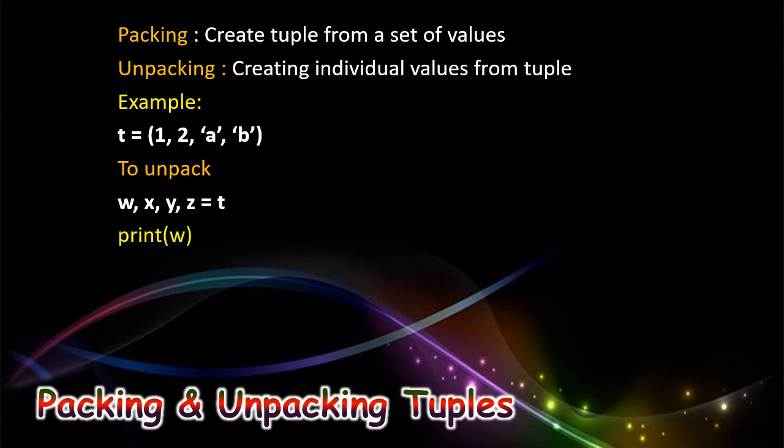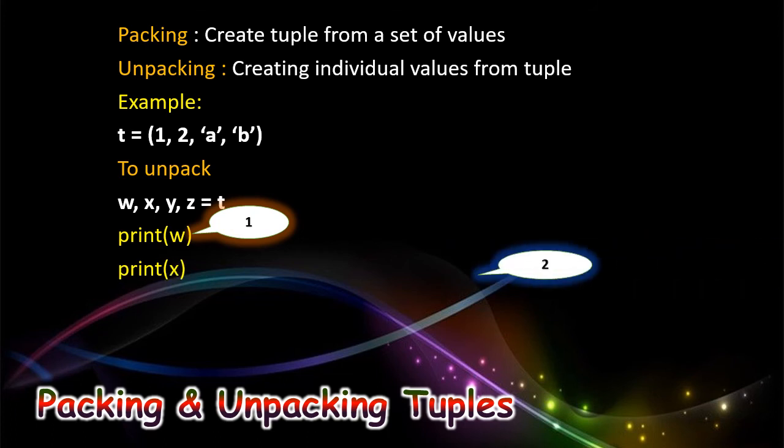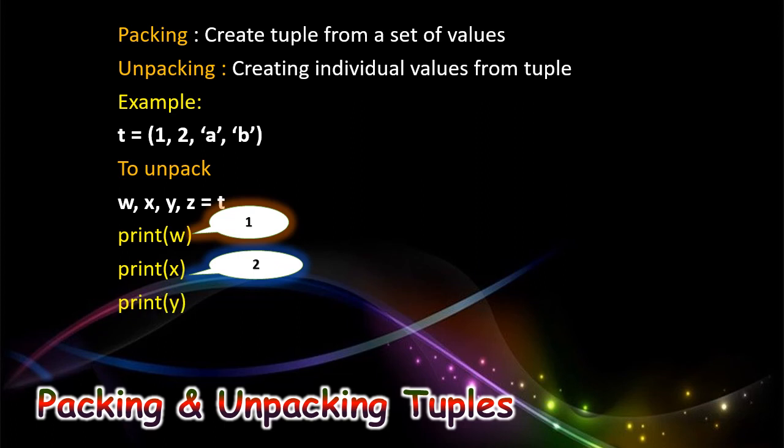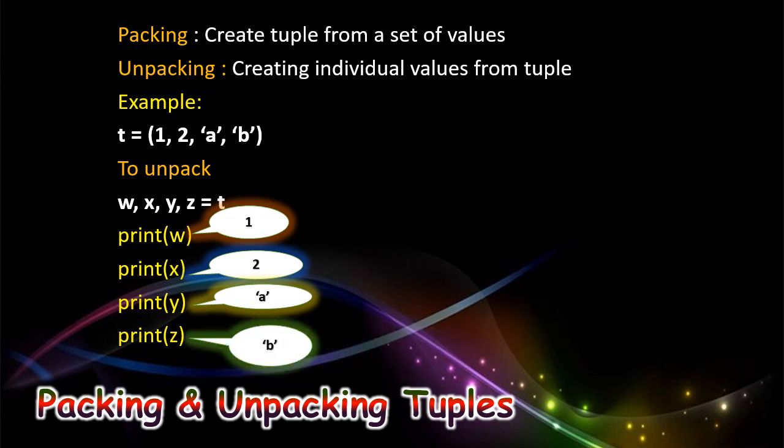Let's print and check. Print of w prints the value 1, the first item of the tuple, and print x prints the number 2, the second item of tuple t, and print y prints the value a, the third item, and print z prints the fourth item of tuple t, b.